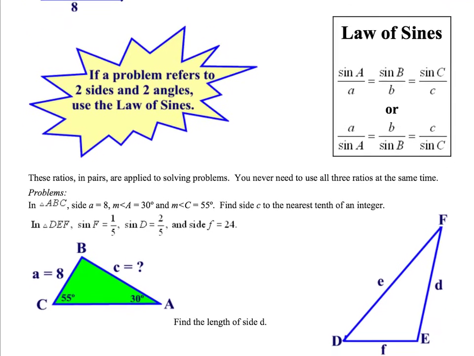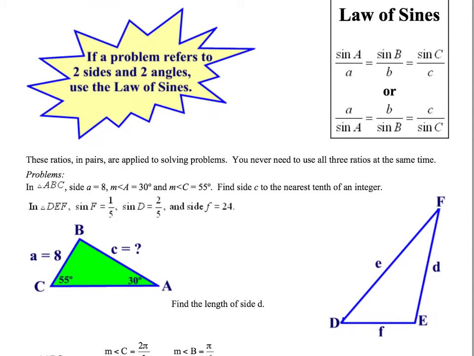Now, if the problem has two sides and two angles, you will use the law of sines. And today we're going to use the law of sines all day, and I'll point out how we see the two sides and two angles. The formula for the law of sines is on the right-hand side here. It doesn't matter which way you write it. Also, it's given to you on the Regents exam as the second set here.